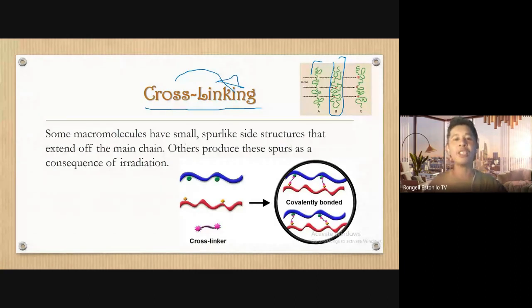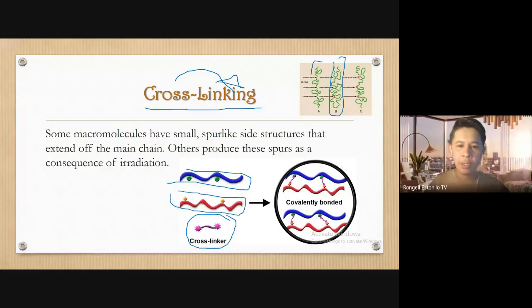Some macromolecules have small, spur-like side structures that extend off the main chain. Others produce this spur as a consequence of irradiation. So, for example, this is the cross-linker. This is a chain of macromolecule. If we notice, this cross-linker attaches there, or it attaches anywhere.